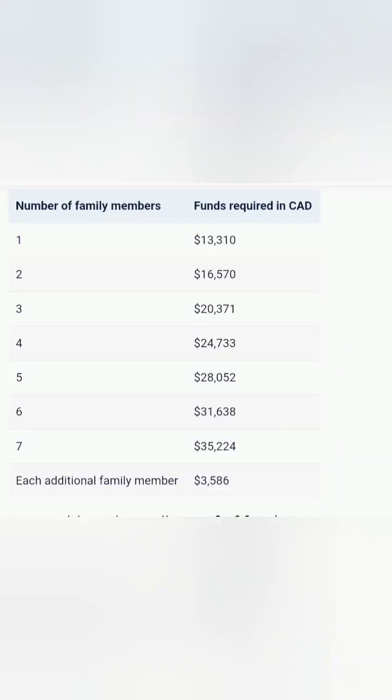They want to make sure that whosoever is landing in Canada as a PR specifically should be able to take care of themselves. So let's now take a look at the amount which is required corresponding to the number of people. Take a look. As you can see here, if it's one family member, it is 13,310 Canadian dollars, going up to 35,224 Canadian dollars if you are a family of 7. For each additional family member after a family of 7, it is 3,586. So these are the funds required.